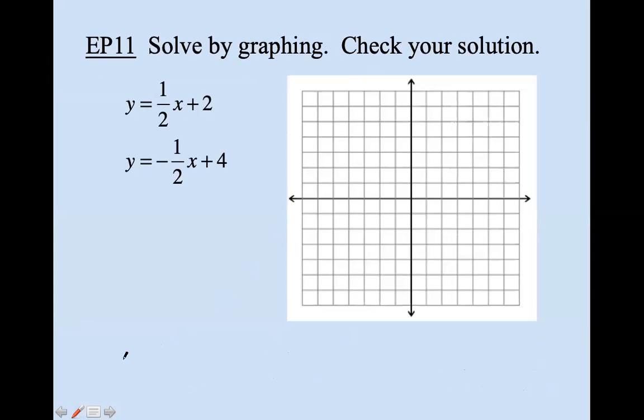So this first one, I have y equals 1/2 x plus 2. So my y-intercept is 2, and my slope is up 1 over 2. And I'm going to do a few points here, try to be accurate. Draw my line as best I can on here.